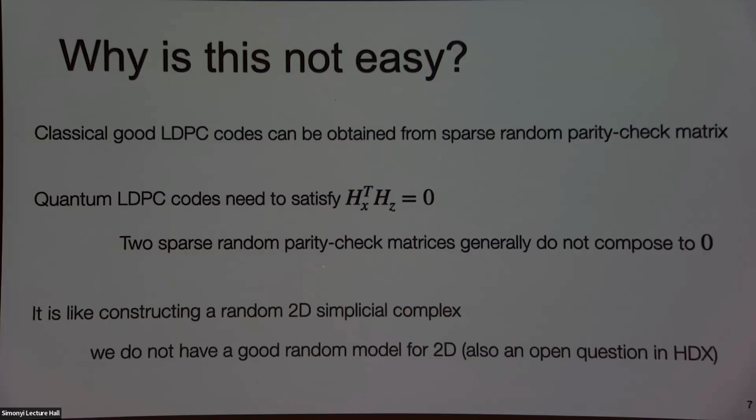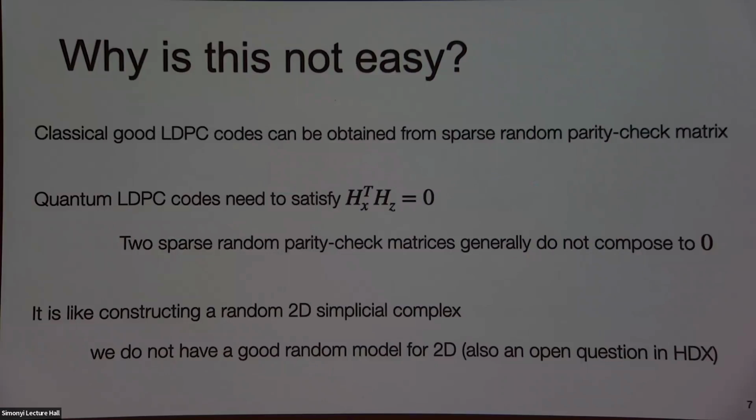Another way to say that is that the quantum question has some kind of 2D nature to it. We know very well how to construct random sparse graphs, but we don't really know that well how to construct random 2D simplicial complexes. That's also a challenge in high dimensional expanders. We believe that random objects should be pretty general and should often saturate parameters, but we don't know how to construct them. A priori, it's not even clear that a good quantum LDPC code should exist. That's right. But later on we'll see some examples.